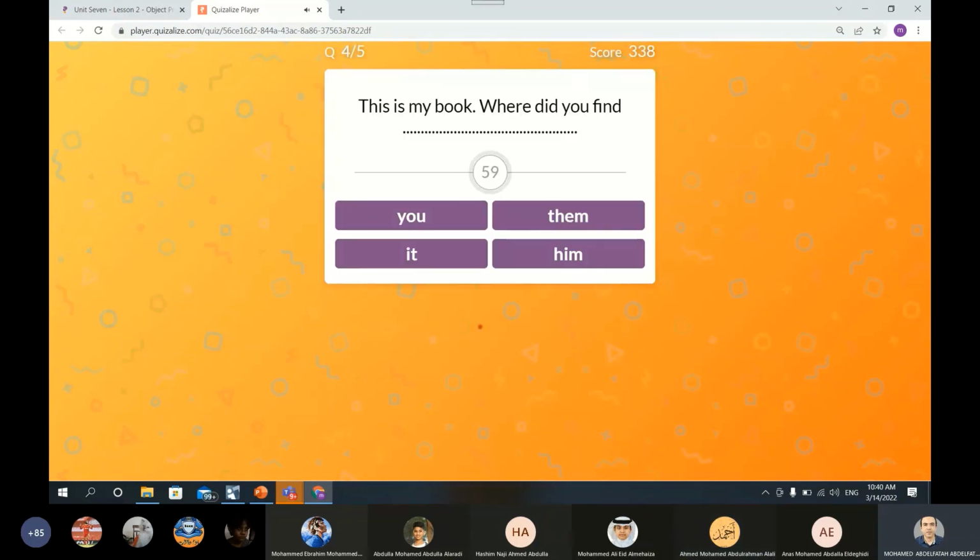Next. This is my book. Where did you find it? It's only one book. Yes, it's only one book. This is my book. Where did you find it? So what about if I am asking about some books? These are my books. Where did you find them? Excellent. Bravo, Ahmed. So here, this is my book, singular. I'm asking about only one book. Where did you find it? Good.